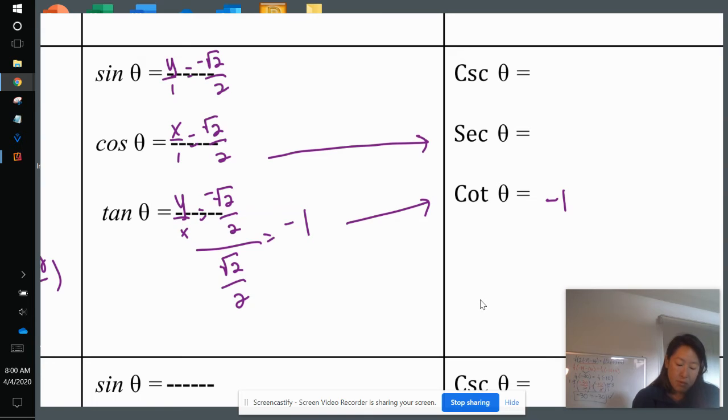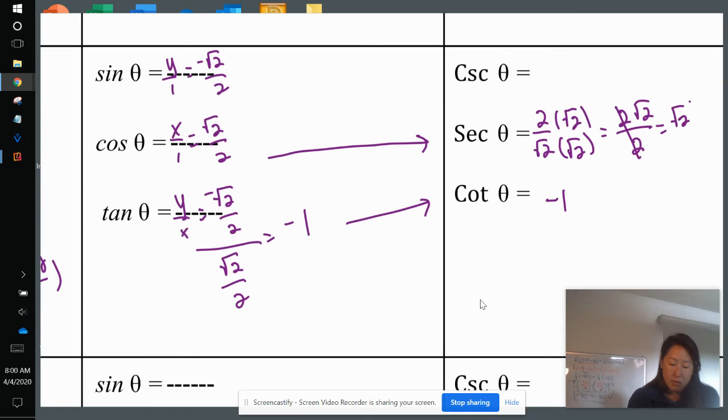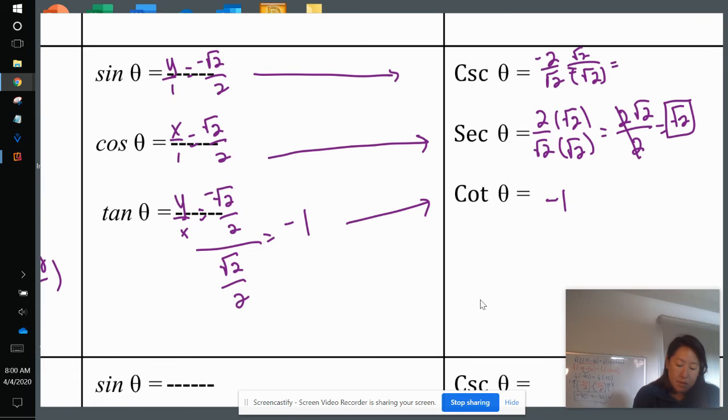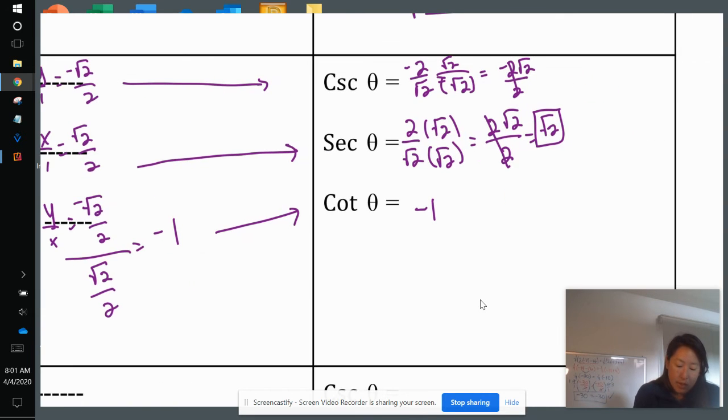The reciprocal of root 2 over 2 would be 2 over the square root of 2. And of course, we rationalize the denominator. So 2 root 2 over 2. The 2's cancel, giving me just root 2. The same thing is true for the cosecant, which is the reciprocal of sine. So negative 2 over root 2 multiplied by root 2, which gives me negative 2 root 2 over 2, cancels. So I get negative square root 2.